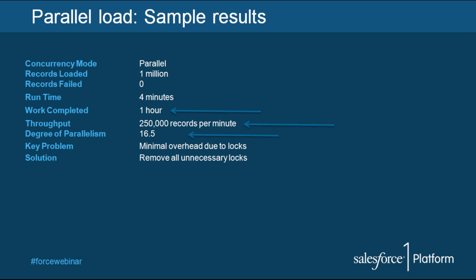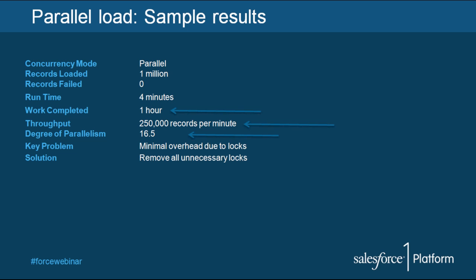Okay, so if we summarize this, we got all the million records in. It took, again, around 4 minutes. There was about an hour's worth of server work completed. By our calculations on average, it was around 250,000 records per minute, and we got an average degree of parallelism somewhere in the 16, 17 range.